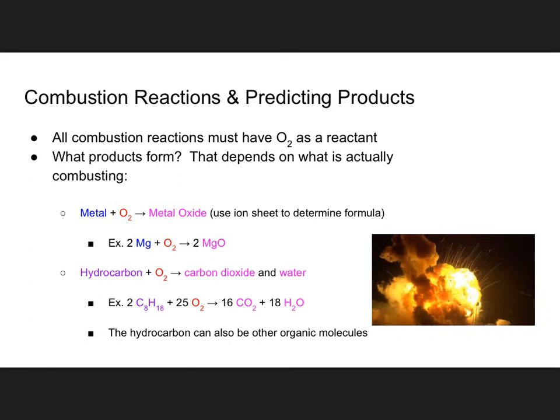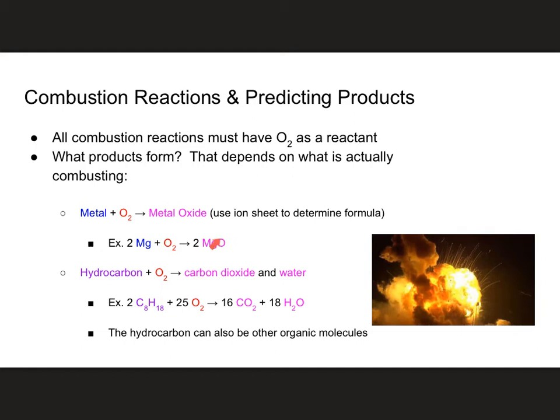So what actually forms when you burn something? Well, that depends on what it is that you are combusting. There's really a couple of options here. There are some other ones on the next slide that I'll show you, but the main types of combustion involve the following. Where you have a metal burning with oxygen, you get a metal oxide. You use your ion sheet to determine the formula. An example here: your metal being magnesium, plus oxygen. The metal oxide is MgO. Mg forms a +2 charge, oxide is -2, so we get that.